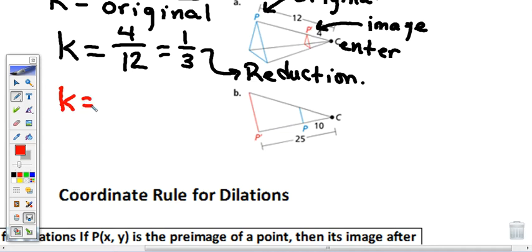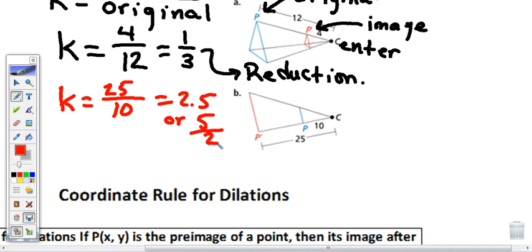Okay, how about scale factor? What over what first? Why are you putting 25 up top? Because that's the image. Yep, that's the image distance. From the center to the image, P prime, it's how many units? 25. What are you putting on the bottom? Now, some of you might call that 2.5, and I'm okay with that. It might be to your advantage to leave it as a fraction in lowest terms, considering what we're going to do later on in the notes. So you could say this is 2.5, or probably call it 5 over 2. Is this an enlargement or a reduction?